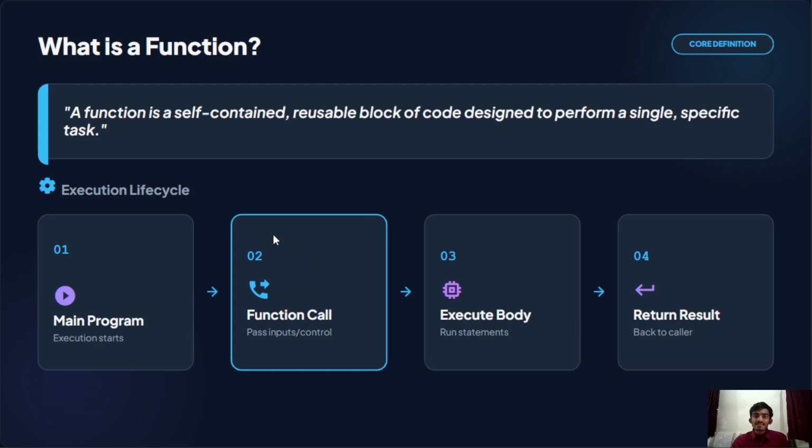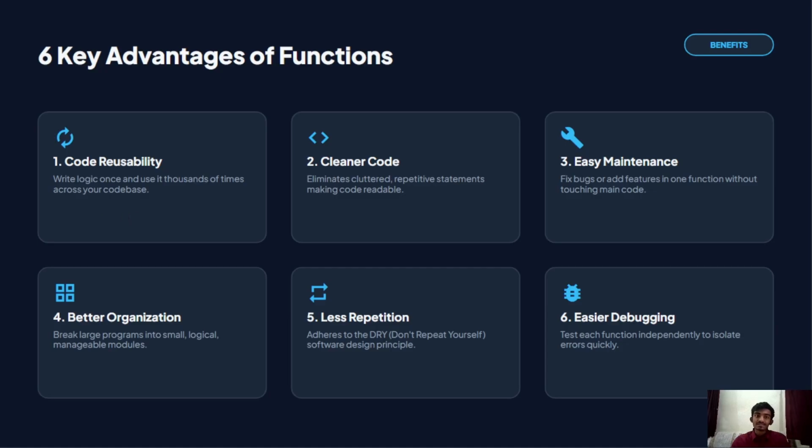Now let's look at six big advantages of using functions. The first big advantage is code reusability. You write your code once and use it whenever you need it. The second advantage is cleaner code. Functions remove unnecessary repetition, making the program much easier to read. The third advantage is easy maintenance. If you discover a bug or want to improve your logic, you only need to update the function once. Every place where the function is used automatically benefits from the change.